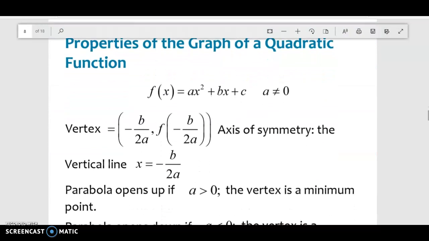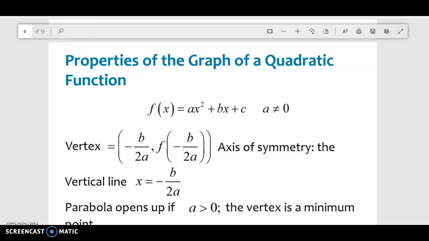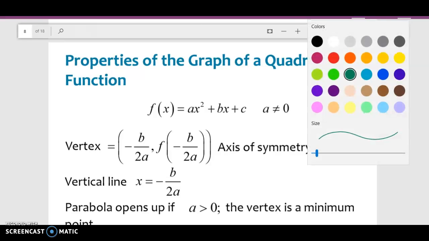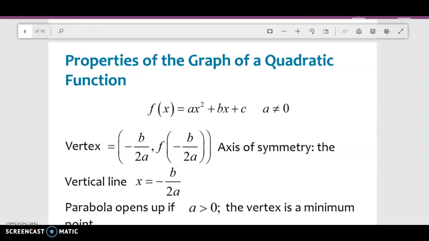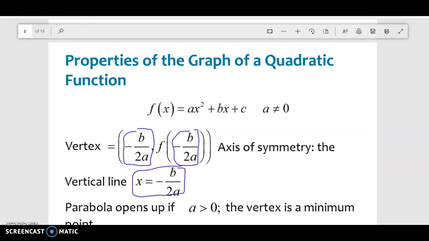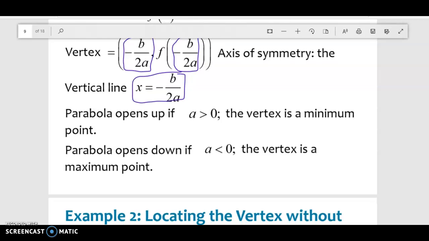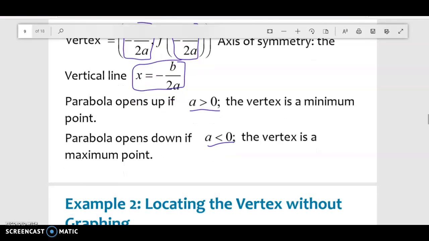Okay, so the vertex formula is given here. And so again, we're not going to have to complete the square this time. We're going to use this for the x value of our vertex, and then we're going to take that value and evaluate the function at that value for the y coordinate of the vertex. Okay, so the vertical line, which is the axis of symmetry, is going to be x equals the x value of our vertex. Okay, I've already talked about this. If A is positive, it opens upward. If A is negative, the parabola opens downward.